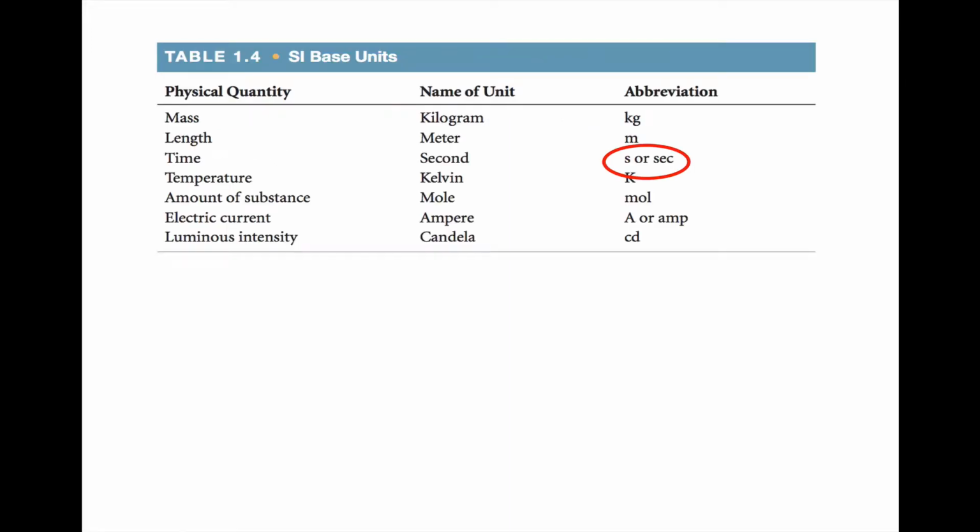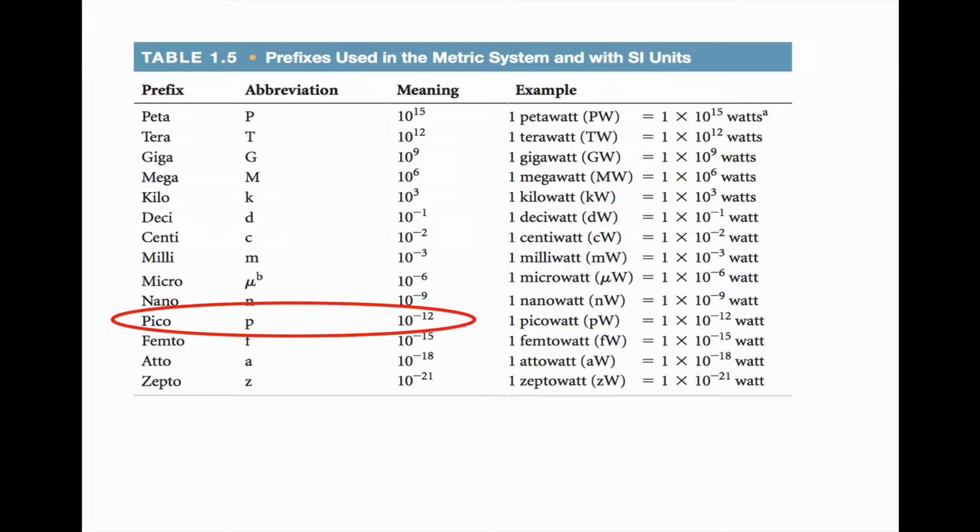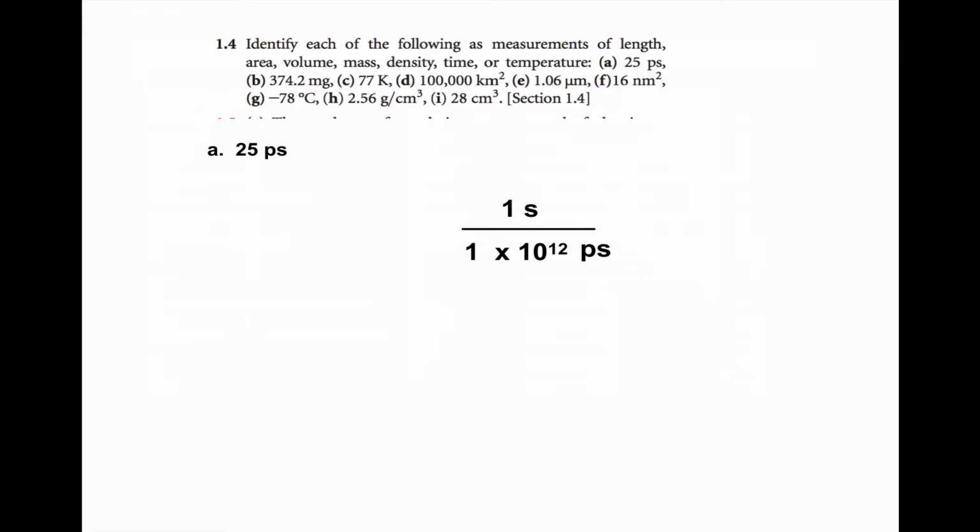All right, in this video, looking at problem 4, identify each of the following as measurements of length, area, volume, mass, density, time, or temperature. So looking at A, ps. S is the SI unit for time, seconds. P is a prefix. It means trillionth. So a trillionth is a ridiculously small fraction of whatever, in this case seconds. So if you got together 10 to the 12 picoseconds, that'd be the same thing as a second. So picoseconds is a measurement of time.